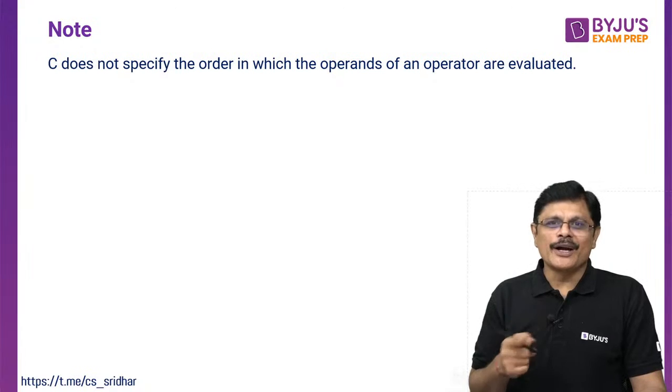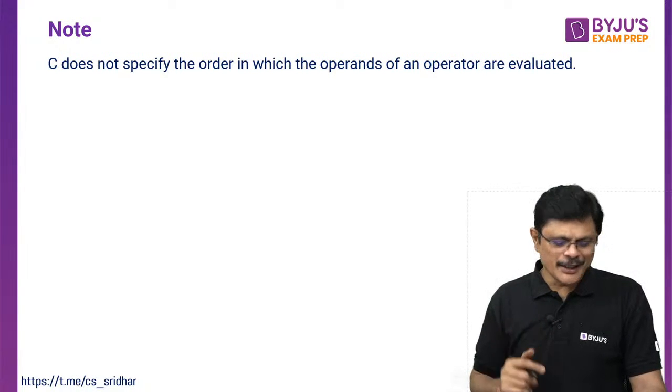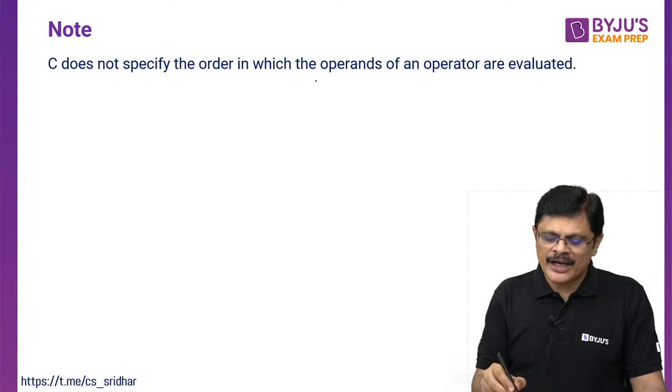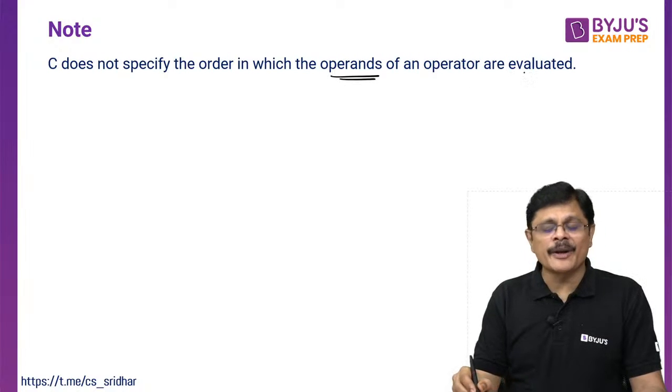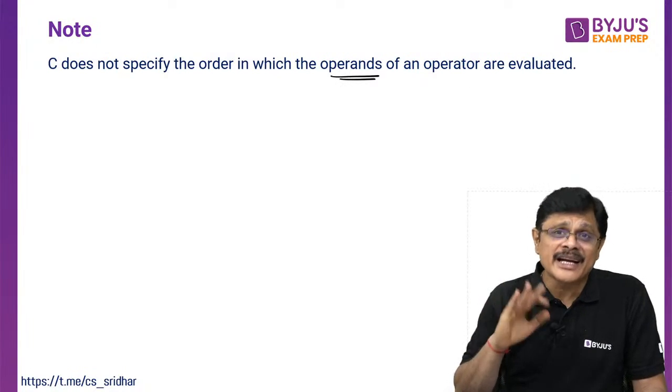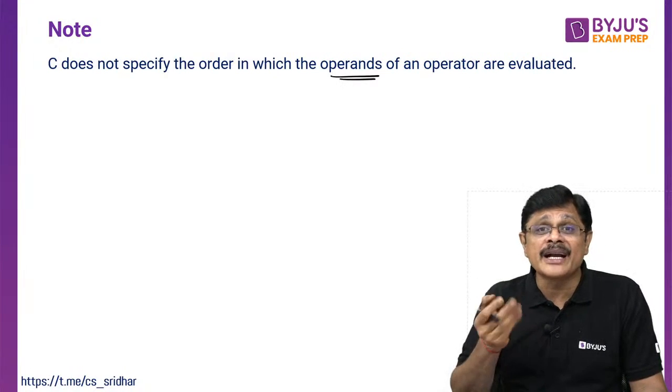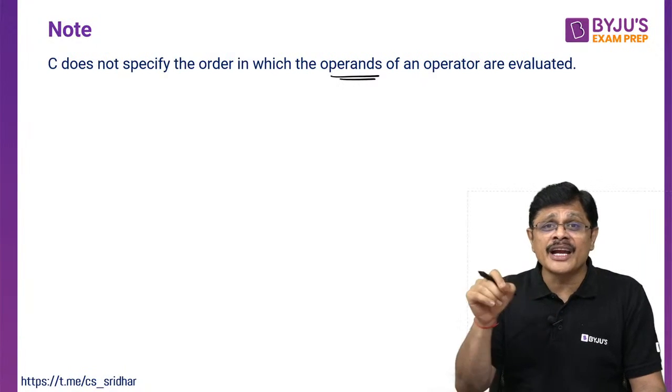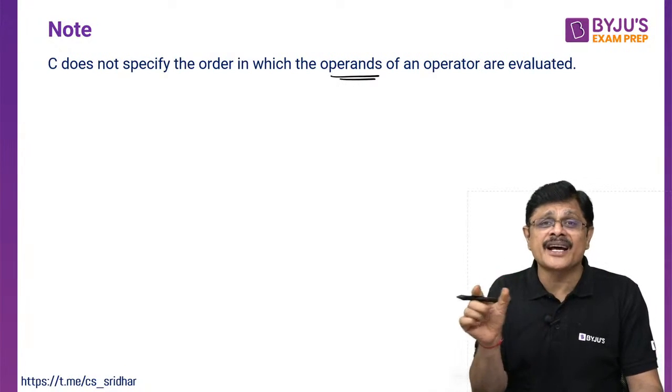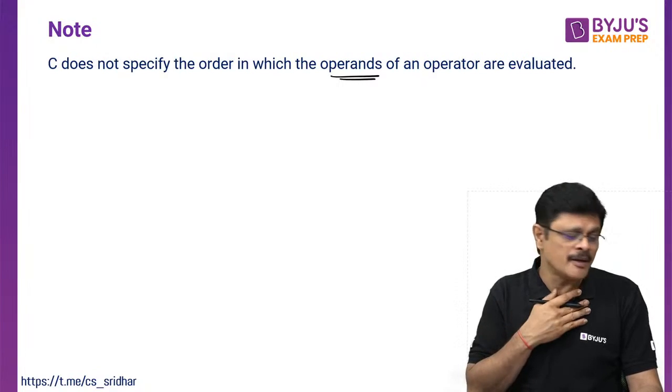Now this is the point. These are some points to be noted before continuing, sir. C does not specify the order in which operands of an operator are evaluated. See, we have operator precedence, but we do not have operand precedence. The order in which sub-expressions or operands are evaluated, C does not specify, sir.